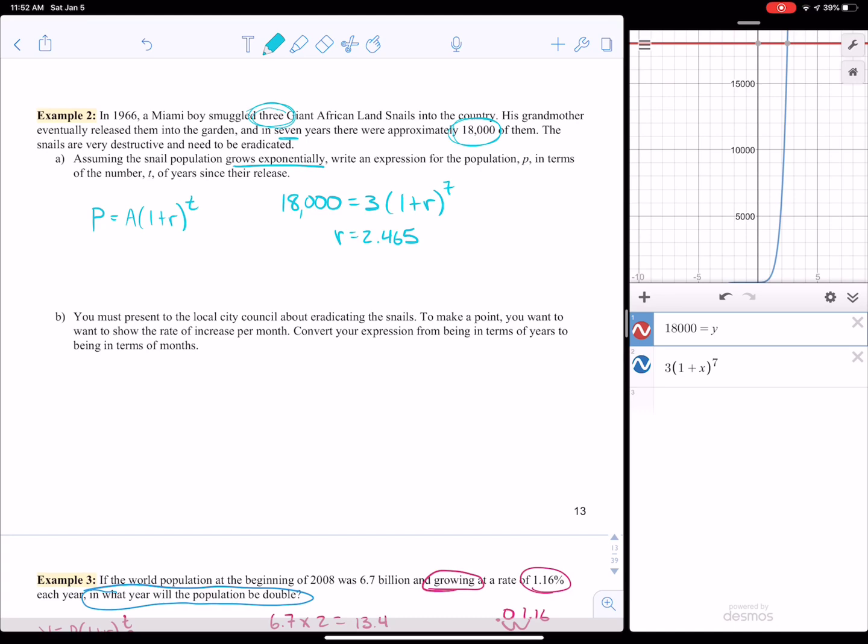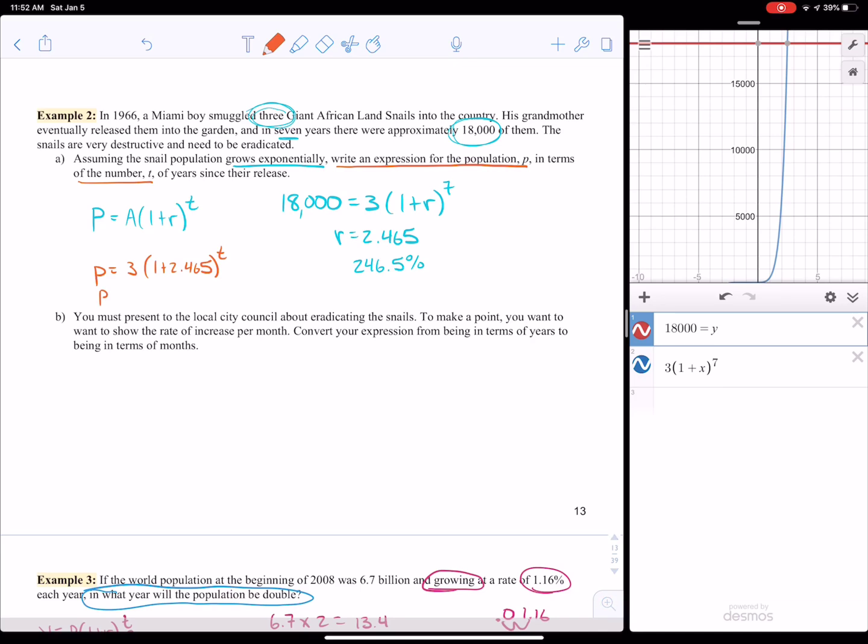That's actually a very large percentage. That's 246.5%. So to write our expression, because that's what the question was asking, write an expression for the population P in terms of the number T of years. We would say that P would equal an initial amount of 3, and then 1 plus 2.465 to however many years you would be looking at. You don't have to look at the 7. They could look at it down the road and use the same formula.